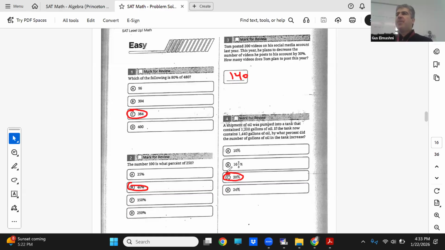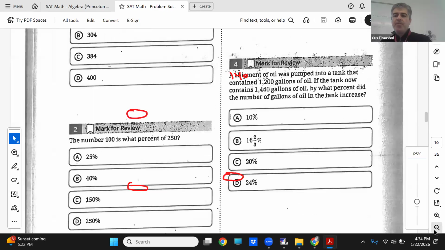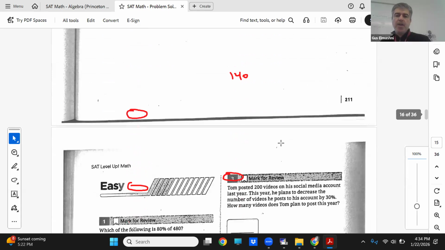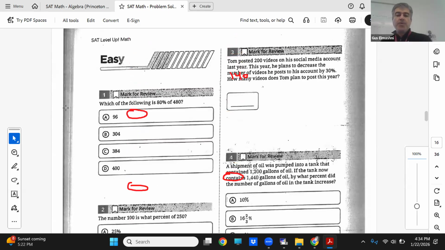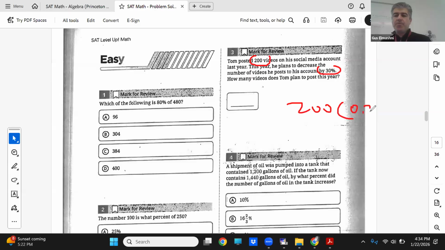Okay, any questions on this? Yeah. Okay, let's do 3 and 4. For 3 and 4, if you're decreasing, you've got to subtract, obviously, right? But you're decreasing by 30%. So you've got to do 200 times 0.3. If you do it in the calculator, remember, percentages can always be converted to decimals. Just move the decimal point 2 places to the left. That's 60. And then take away 60 from 200. That's why it's 140.